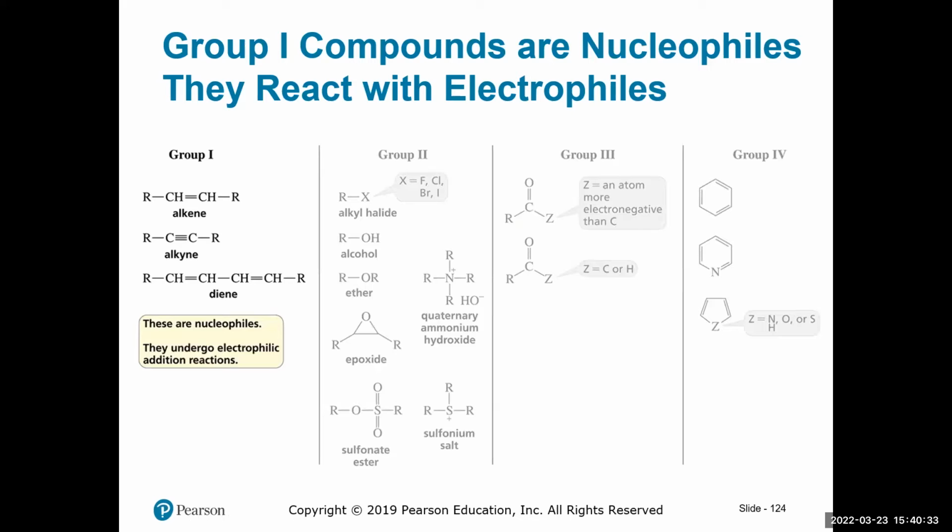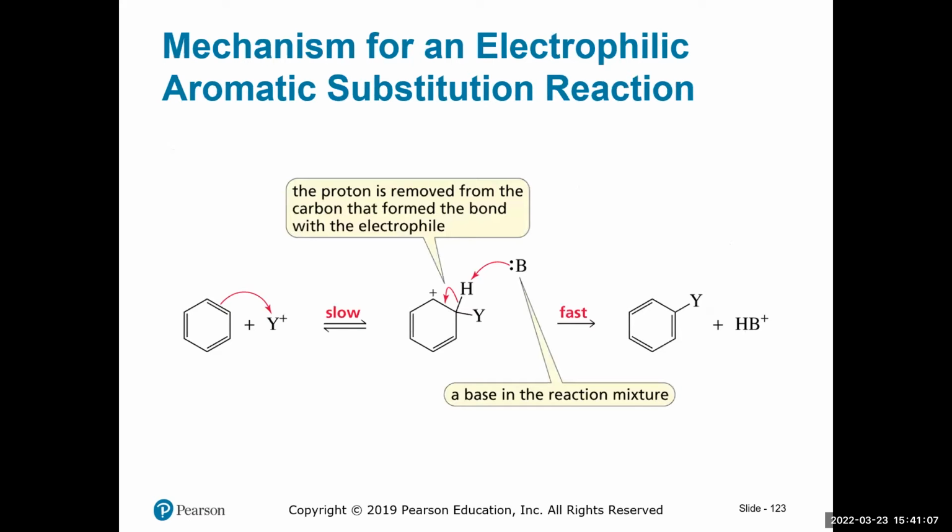Okay, so group ones, these guys are going to be nucleophiles. And then these nucleophiles are basically going to undergo electrophilic addition reactions. So in that case, we're going to be able to add on directly to those bonds, where in the case of the ring structure, that wasn't the case. We're getting the substitution added onto the aromatic ring.